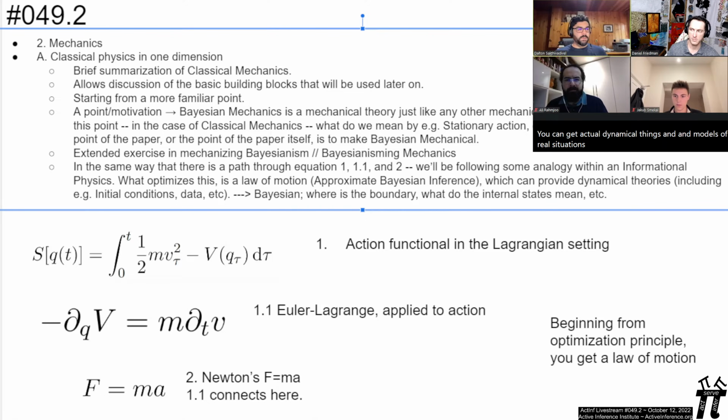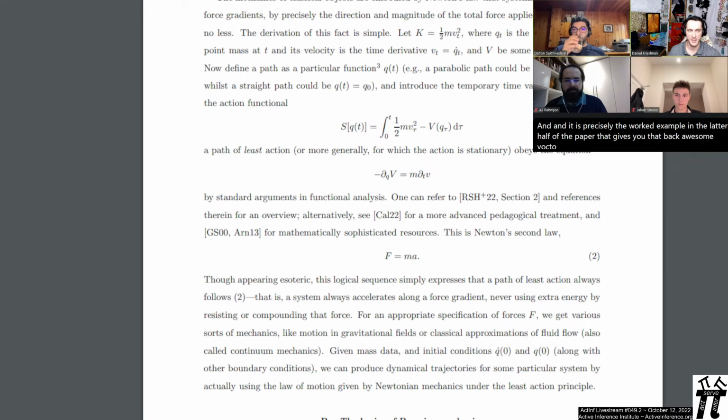The reason why that's nice is that the whole last half of the paper is exactly about what it means to produce a dynamical system out of this law of motion. If I have this very general idea of approximate Bayesian inference, what does it mean to actually start writing down models of things? It is precisely the worked example in the latter half of the paper that gives you that. Awesome.